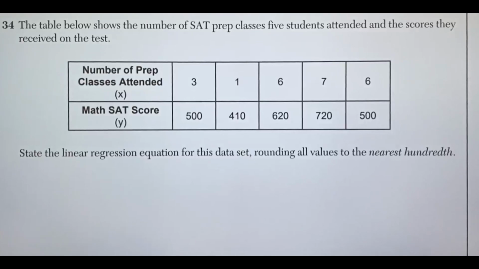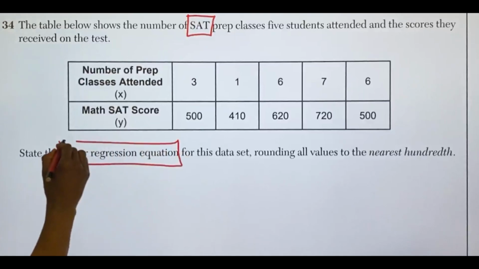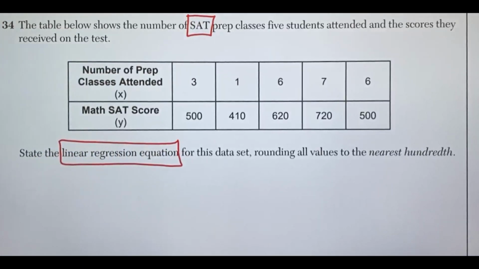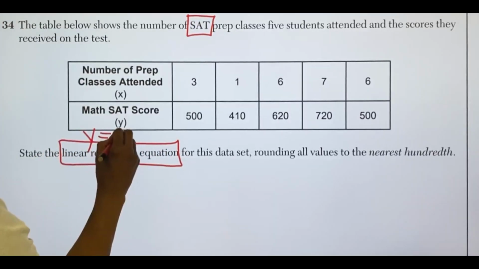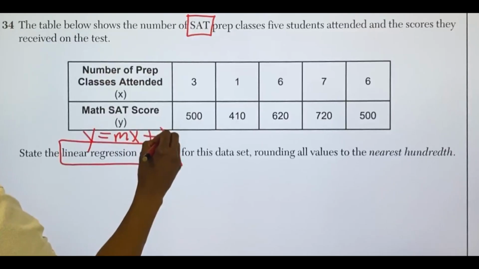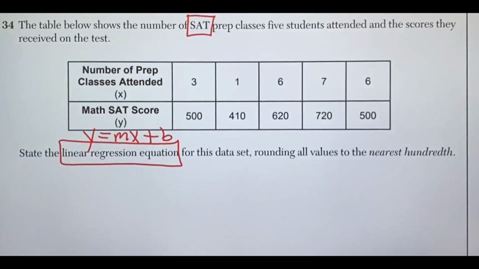All right. Then it says state the linear regression equation for this data set, rounding all values to the nearest 100. So linear regression equation, all right, they're referring to the equation that you get. Y equals AX plus B. In the calculator, that's how it ends up showing. All right, so you want the linear regression. We could just take this and put it directly into the calculator, find out the answer.